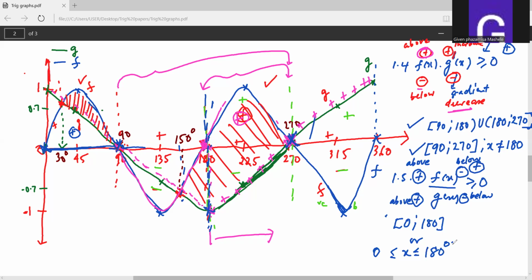So this is what you need to understand, because we cannot say from 0 to 150, because at 150 they're equal, but above that they're still both negative. So that is what we want. Either they're both below the x-axis or both above the x-axis. So it's very important to know that.